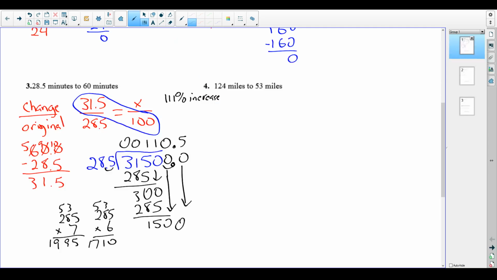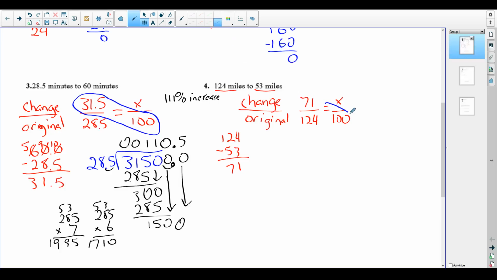Okay, and then our last one here. Again, keep on practicing this till we never forget. Change over original. So subtract our numbers. 124 minus 53. This is 1, 12 minus 5 is 7. So we have a change of 71 compared to our original of 124 equals x over 100. We cross multiply.